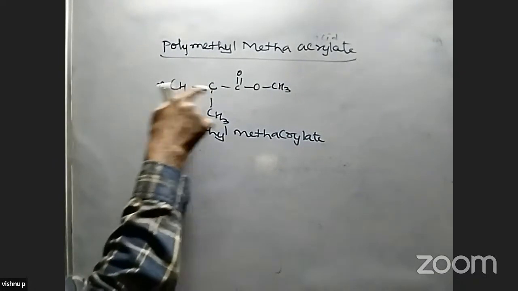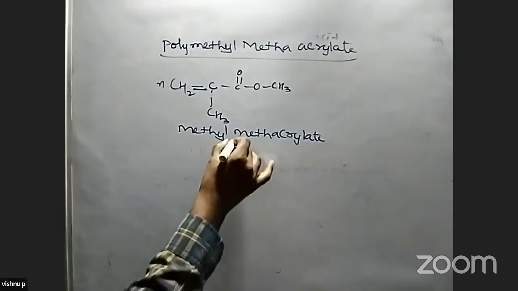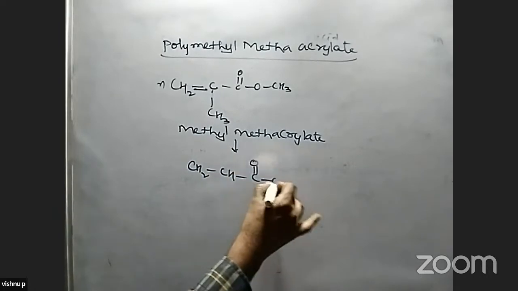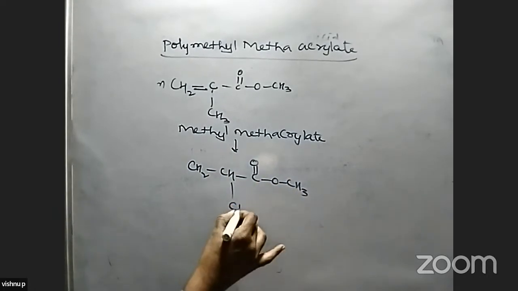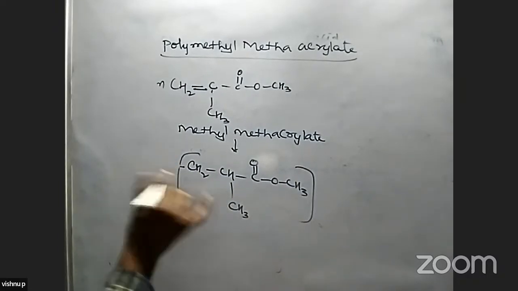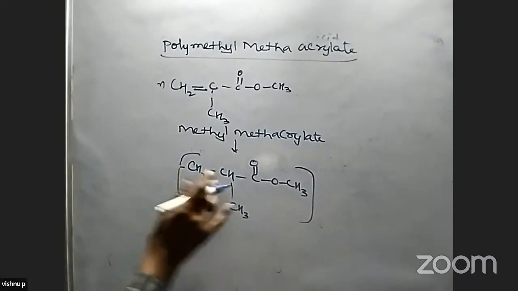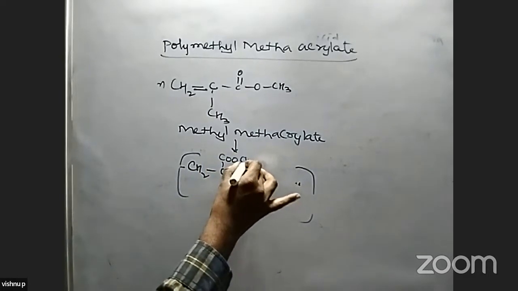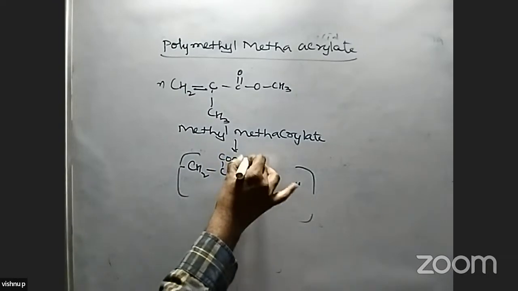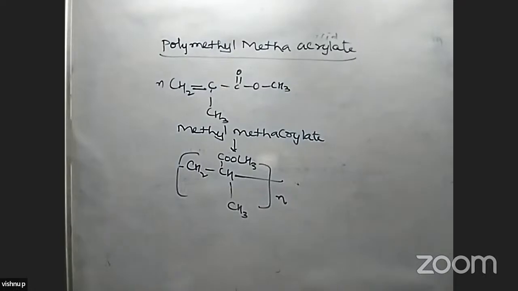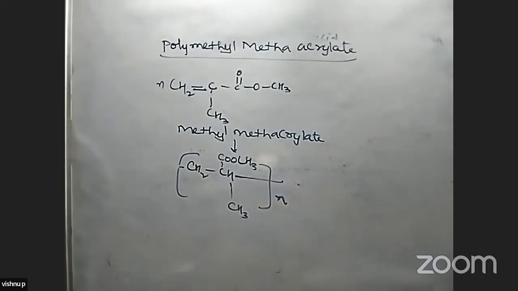Here the double bond is involved in addition polymerization. So we get CH2, CH, COO, CH3, with CH3, and n number of molecules involved in the polymerization process. Only this part is involved, so we write it like this: COO, CH3. This part is involved in the polymerization process.